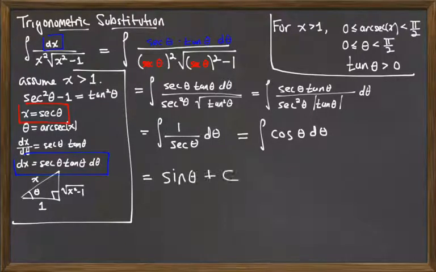The antiderivative for cosine is sine, and now I need to back substitute and return to an expression involving only x. I look at the relationship in my triangle here. The sine of theta is the opposite over the hypotenuse. The opposite is the radical expression, square root of x squared minus 1, and we divide by the hypotenuse, which is x, and we've completed the integral. This expression is the antiderivative of my original expression.